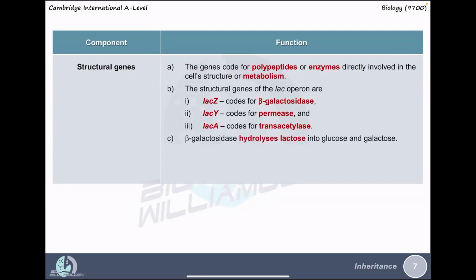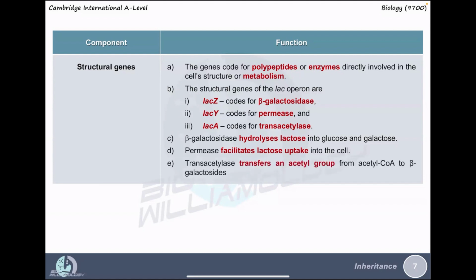Beta-galactosidase hydrolyzes lactose into glucose and galactose. Permease, again from the word permeability, basically facilitates the lactose uptake into the cells. And trans-acetylase transfers an acetyl group from acetyl-CoA to beta-galactoside. So in this case, we can see that these three genes are involved in the lactose metabolism.